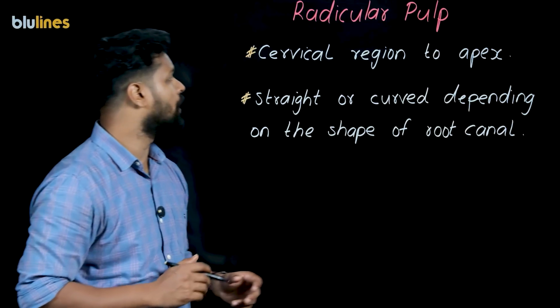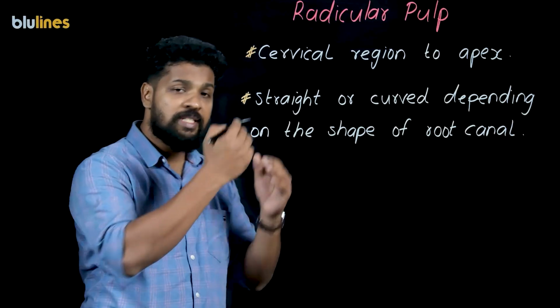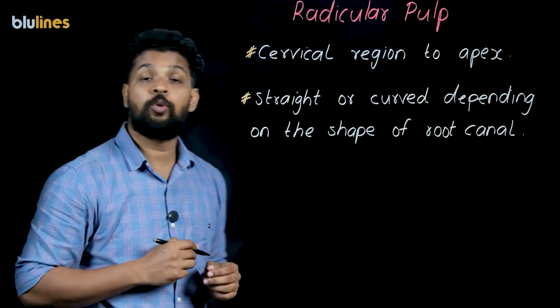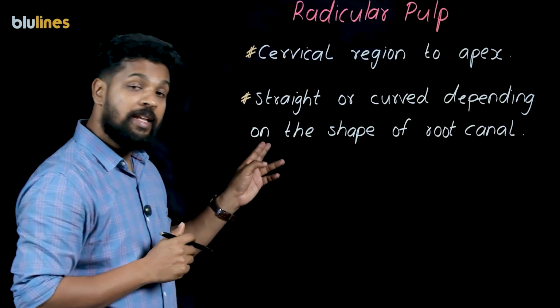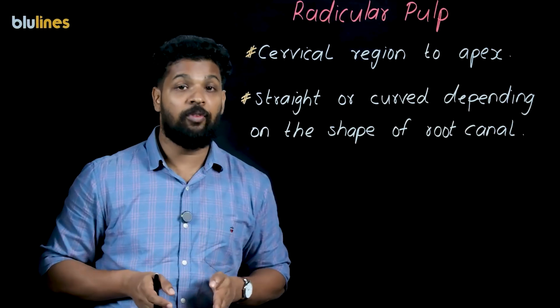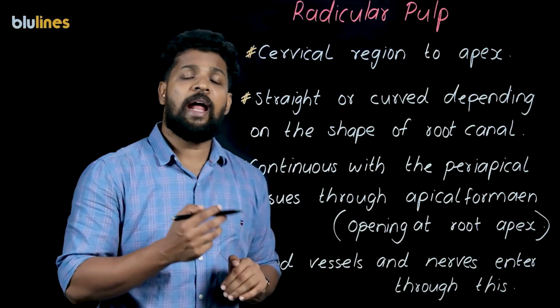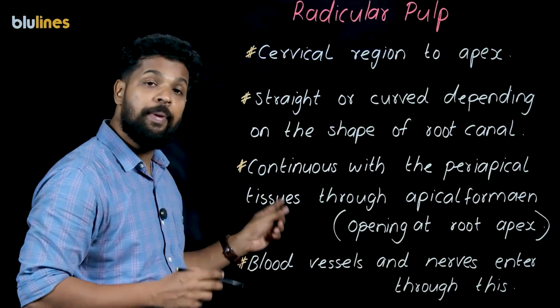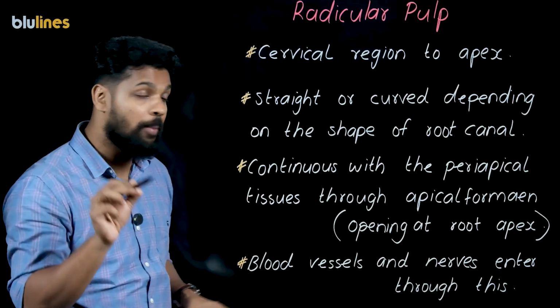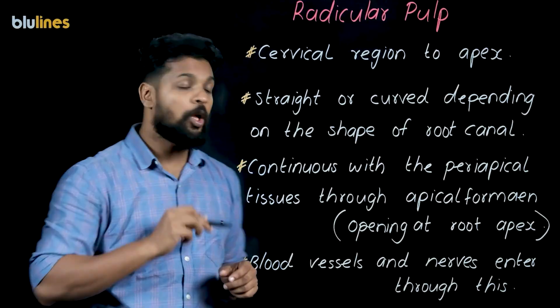Coming to radicular pulp, it is situated from the cervical region of the tooth to the apex, and it can be straight or curved depending on the shape of the root canal. This radicular pulp is in continuation with the periapical tissues through the apical foramen, which is nothing but the opening at the root apex.